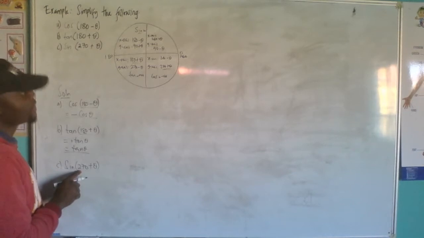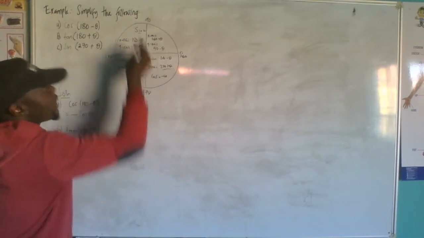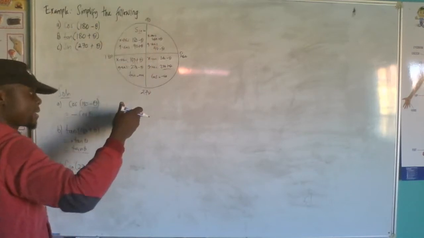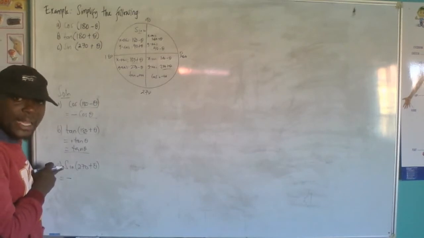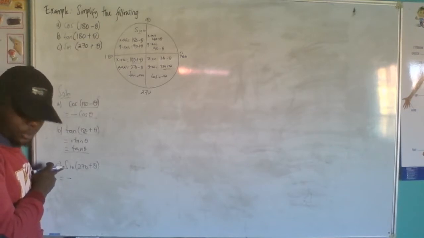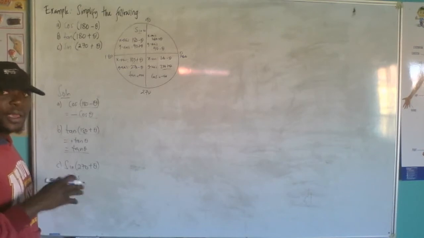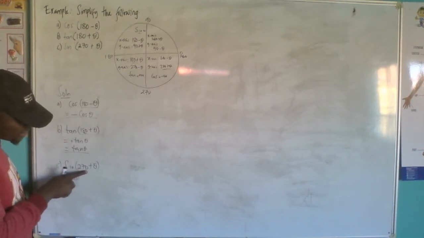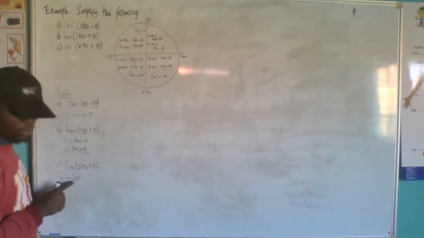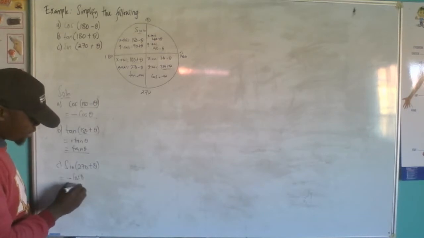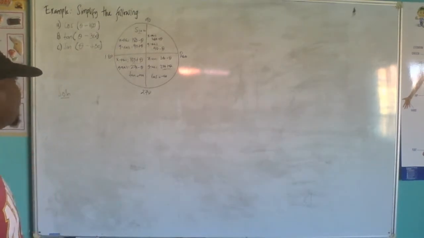The special angle 270, is it along the x-axis or the y-axis? I understand it's along the y-axis. If it's along the y-axis, then my trig ratio is not maintained. It's changed to its cofunction. What is the cofunction of sine? It's cos. What is the cofunction of cos? It's sine. So since the special angle is along the y-axis, my trig ratio will be changed to cos. Okay, that will be it. That's your answer.